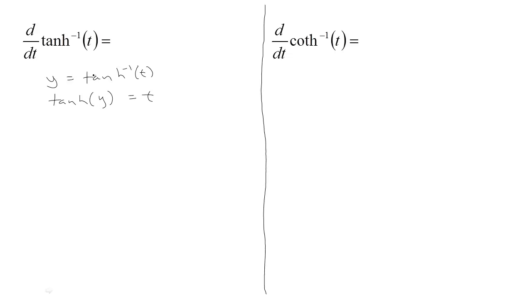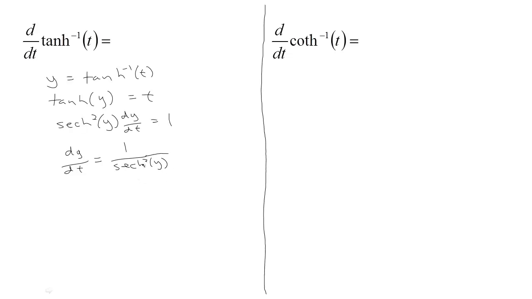And so if y is the inverse hyperbolic tangent of t, then the hyperbolic tangent of y must be t. Then we just take the derivative of both sides with respect to t. We take the derivative of the outside, evaluate the inside, times the derivative of the inside. The derivative of the hyperbolic tangent is the hyperbolic secant squared. So we get the derivative of the outside, evaluated at the inside, times the derivative of the inside, dy/dt. That's actually what we're looking for, right? Because y is the inverse hyperbolic tangent, and we want to find its derivative. And the derivative of t with respect to t is 1. That tells us that dy/dt is 1 over sech squared of y.